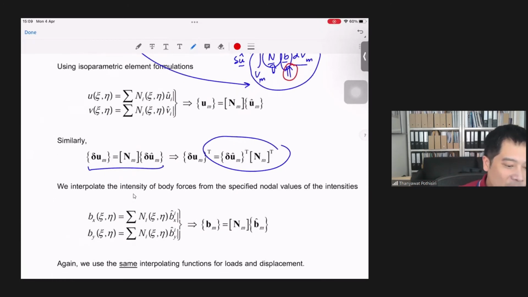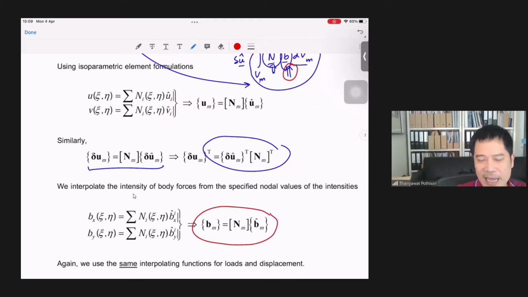Or we can also approximate the body force. Okay. You can also approximate your body force by using the same shape functions or interpolation functions that you use for the displacement as well. If you use this approximation scheme, it means you don't have to care what the body force function looks like, because you just need to know the value of the body force intensity at the nodes. And you can use those values to approximate the body force within your element using this approximation function.